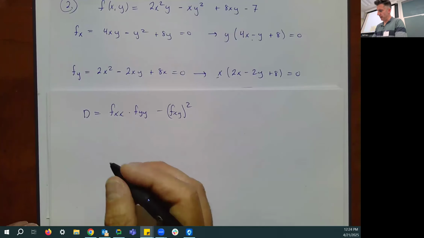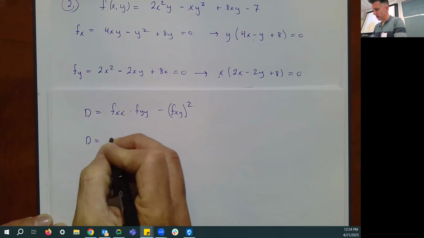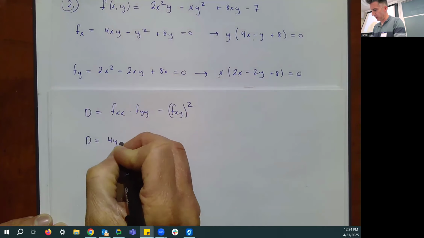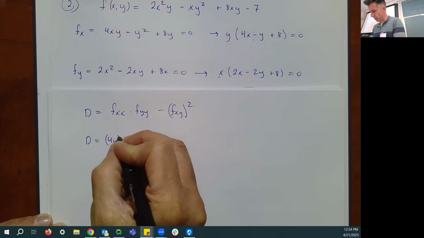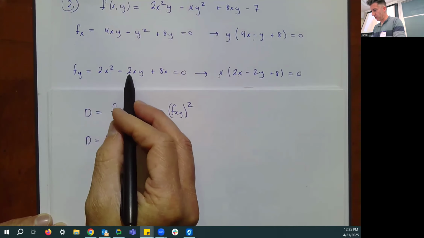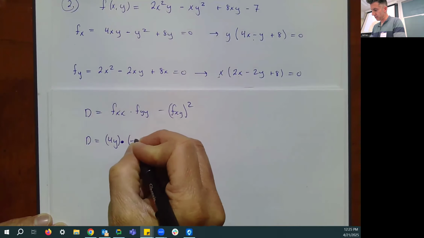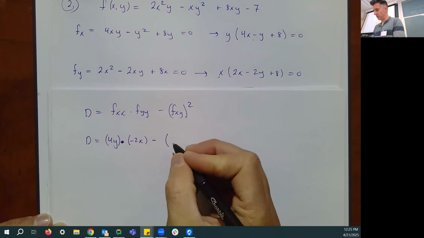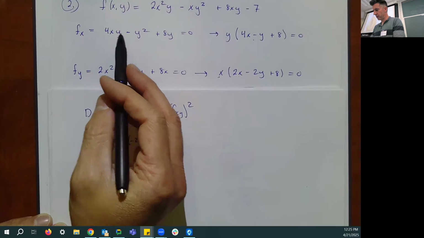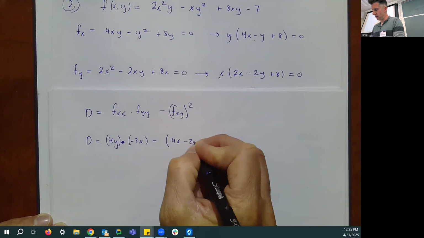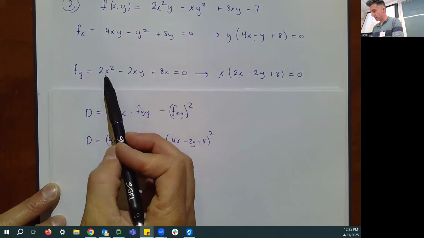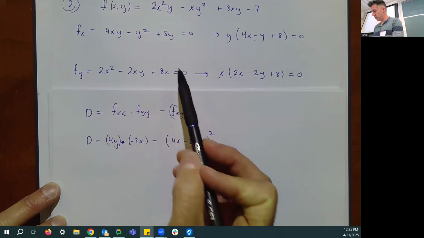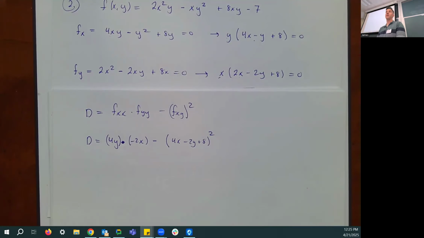All right, let's go ahead and find these things. So here we're going to get fxx is going to be 4y, right? There isn't anything else for fxx. It's just 4y times fyy, which is going to be negative 2x, minus fxy squared, which is going to be, so fxy should be 4x minus 2y plus 8, squared. You can, if you want to, check the other one to see if it's the same. So if you did fyx, it's going to be 4x minus 2y plus 8. Yep, same. Cool. It's nice to check that they're the same either way.